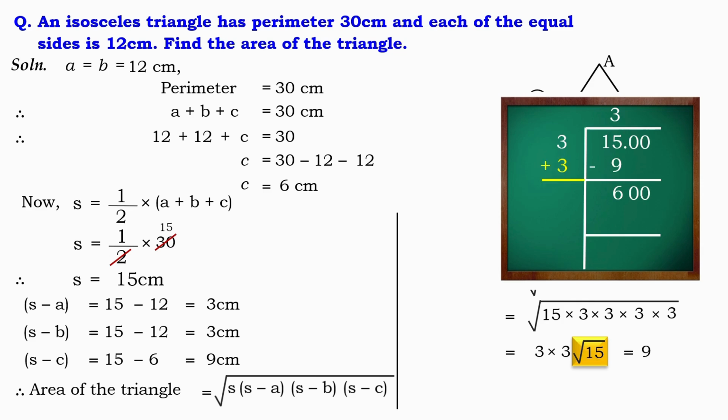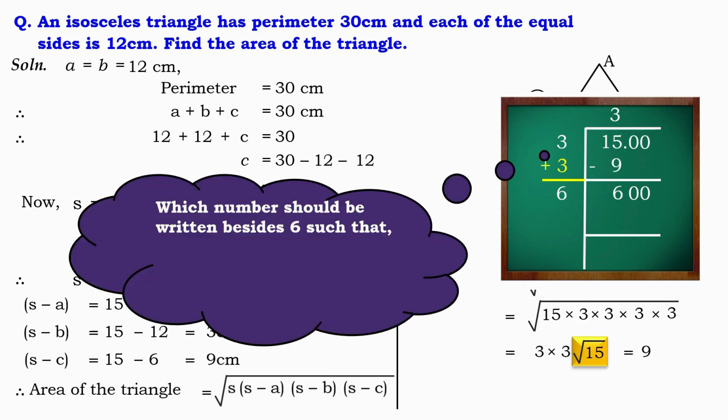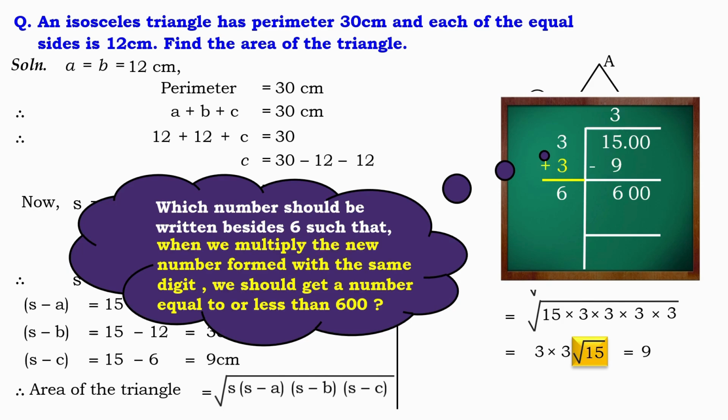Now 3 into 2, or you can take it as 3 plus 3. You have to add the 3 that is given and the upper 3. So we got 6. Now, which number should be written beside 6 such that when we multiply the new number formed with the same digit, we get a number equal to or less than 600.